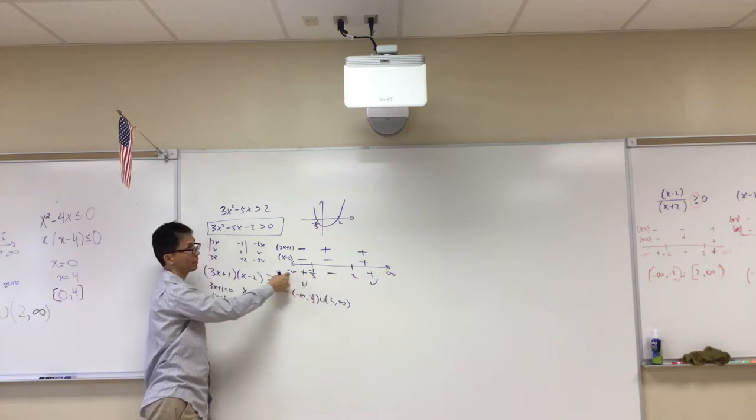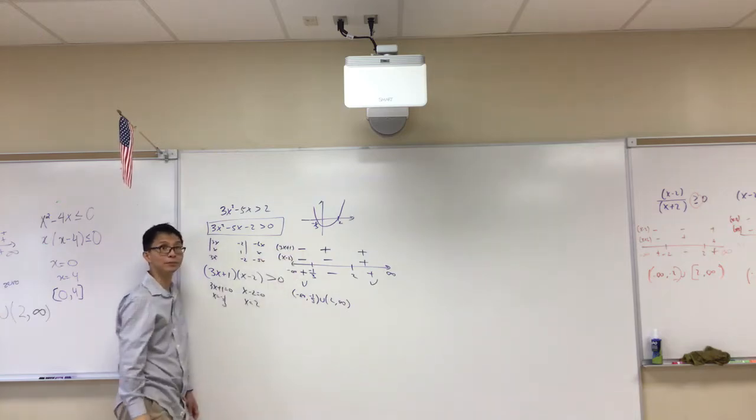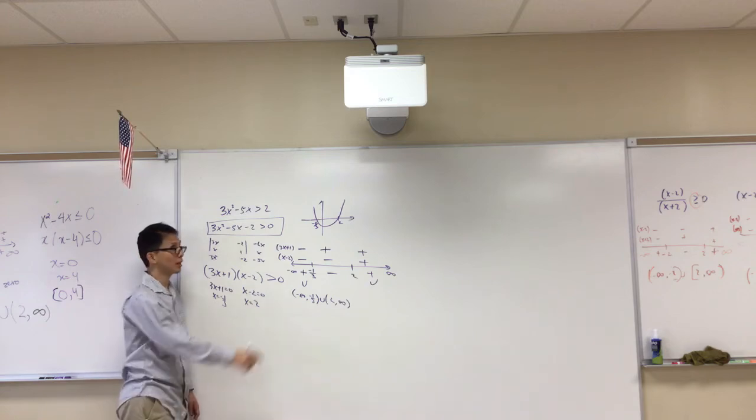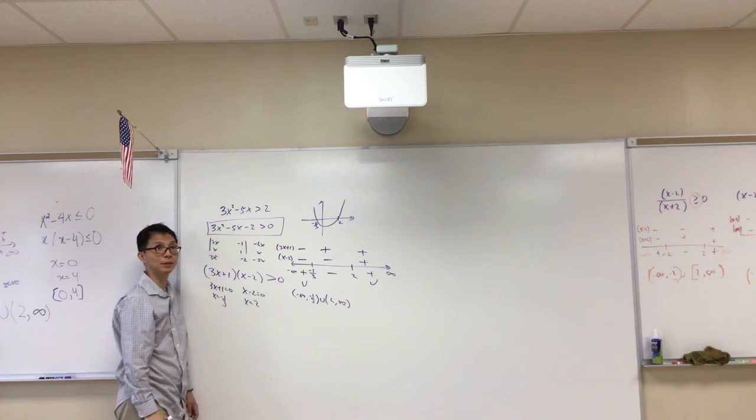I'll pick negative 5 or negative 10, and I plug negative 10 into here. Negative 10 times 3 is negative 30, plus 1 is negative. And negative 10 minus 2 is going to be negative 11, it's negative. And negative times negative is equal to positive. Questions here? So you just pick any number between negative infinity and negative 1 over 3.